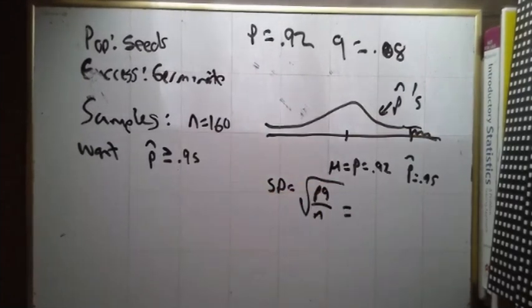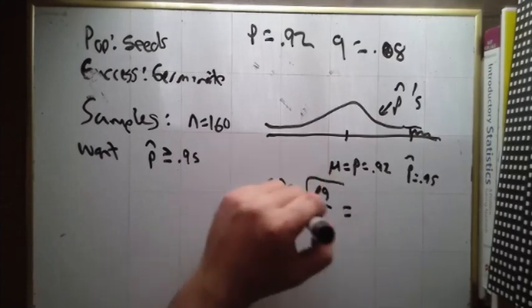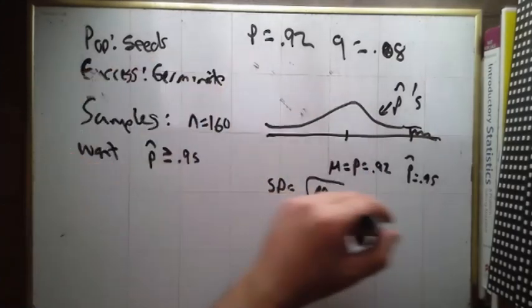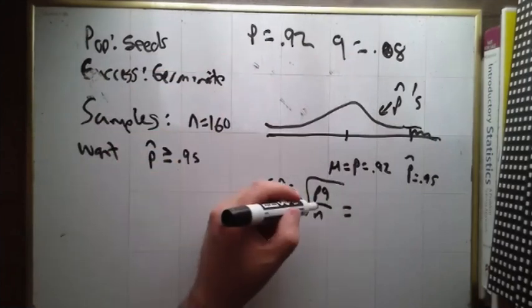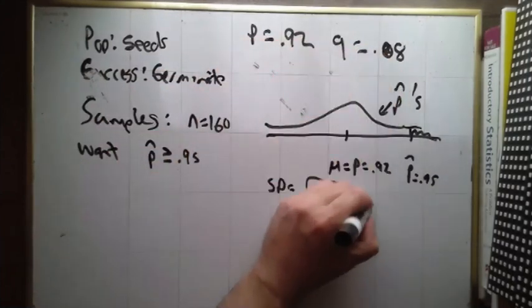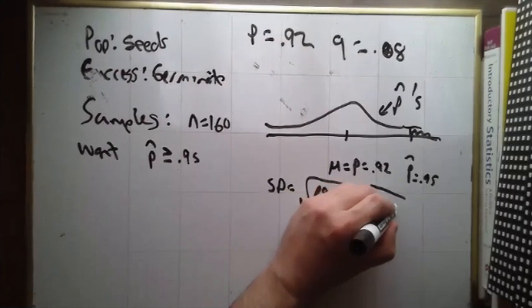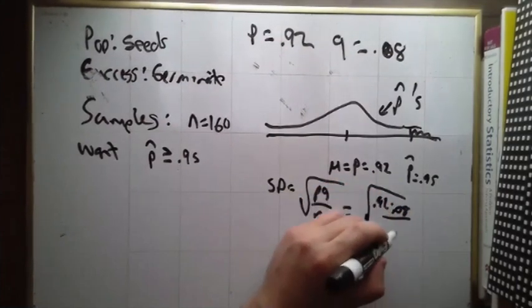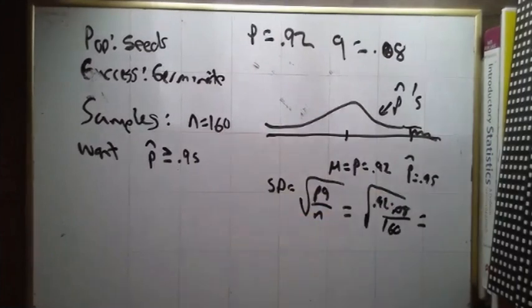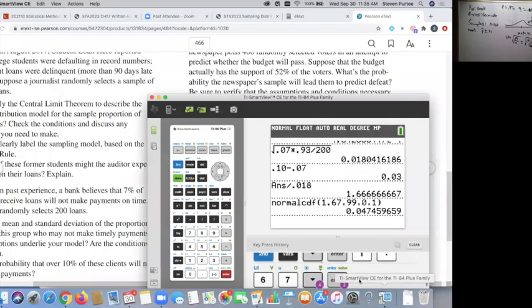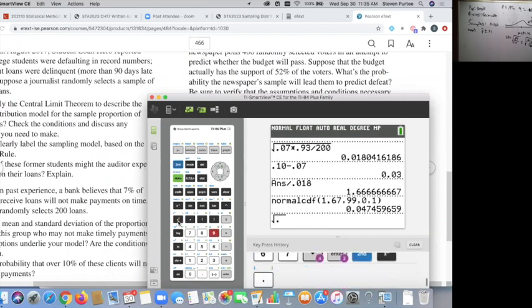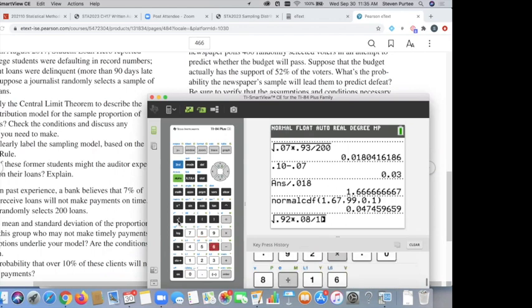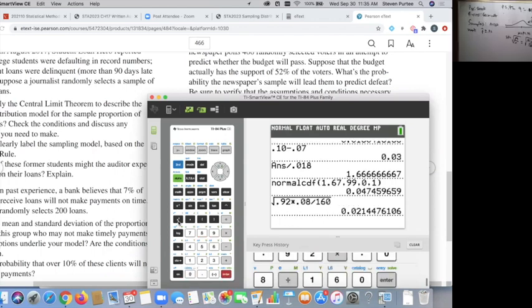I want you to see right here how you could easily get confused typing stuff in here. I've got two different P's written on the board already. You got to be careful. These are the population numbers. 0.92 times 0.08 over 160. Let's type that in. So square root of 0.92 times 0.08 divided by 160, 0.021.